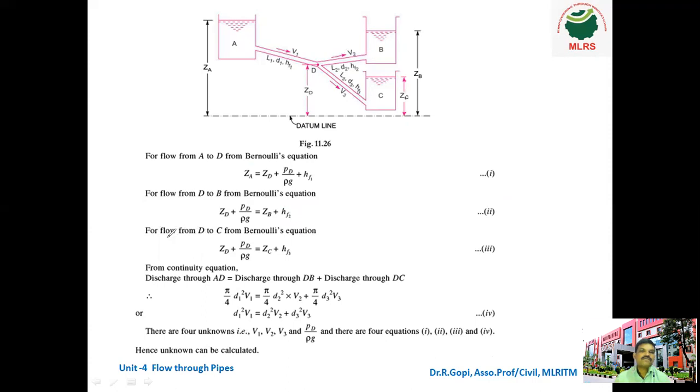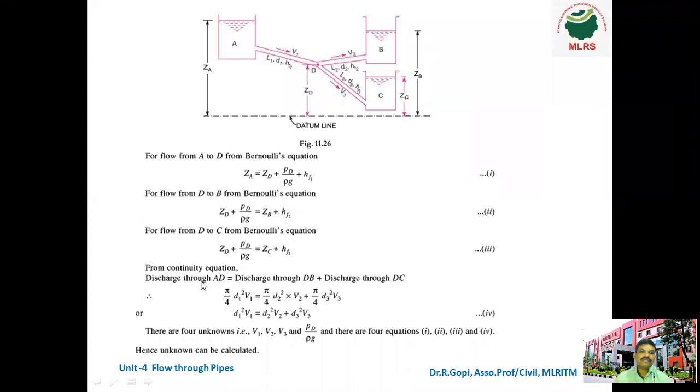Now consider flow from D to C. Same thing: D is a pipe point, C is the tank. So ZD plus PD by rho g is equal to ZC plus HF3. This is equation number 3.